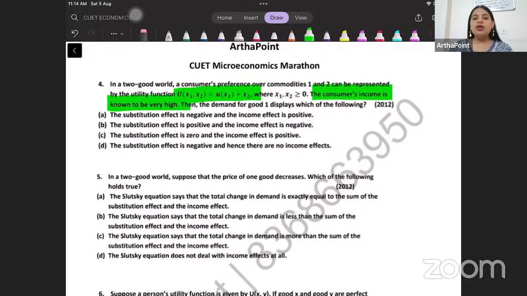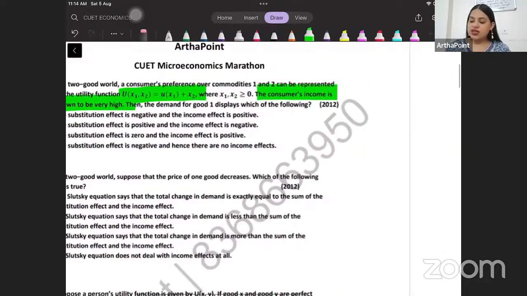Then the demand for good 1 displays which of the following? And it is asking about substitution and income effect. Take a moment, try to do this yourself first, then we will do it together. Just think about this. What will be the substitution effect and what will be the income effect? Try to think about this once. So just take an example. If it doesn't make sense this way, you can just take an example.